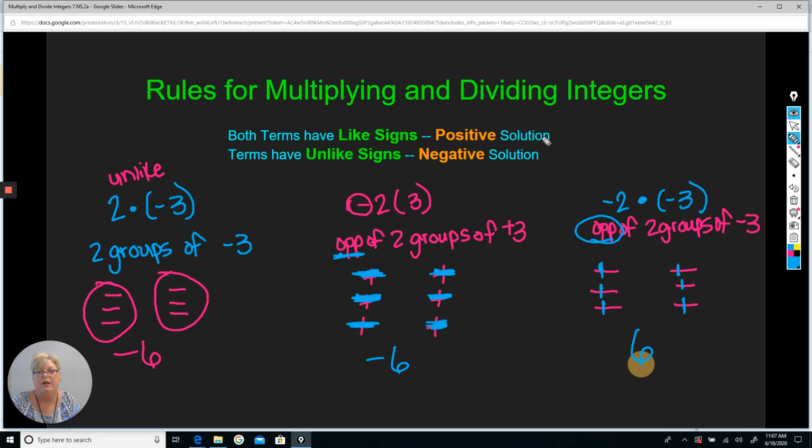Now let's see if the rule up here works. The first term's a negative, the second term's a negative. So both terms are like signs. Both terms are negative, so my solution is positive. And so that rule works for that. So that's just a breakdown for that. And we know that multiplication and division are inverse operations of each other. So because the rules are going to work for multiply, they're going to work for divide. So these are our rules.